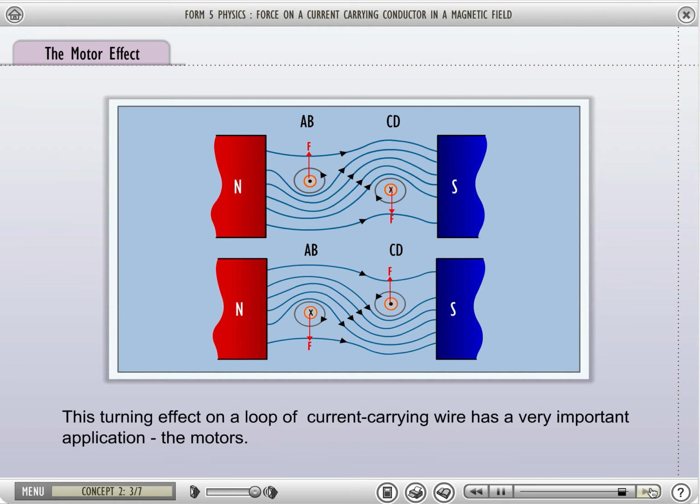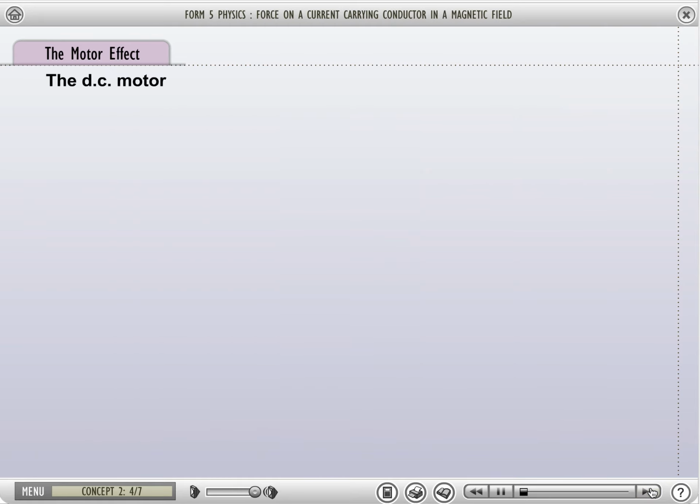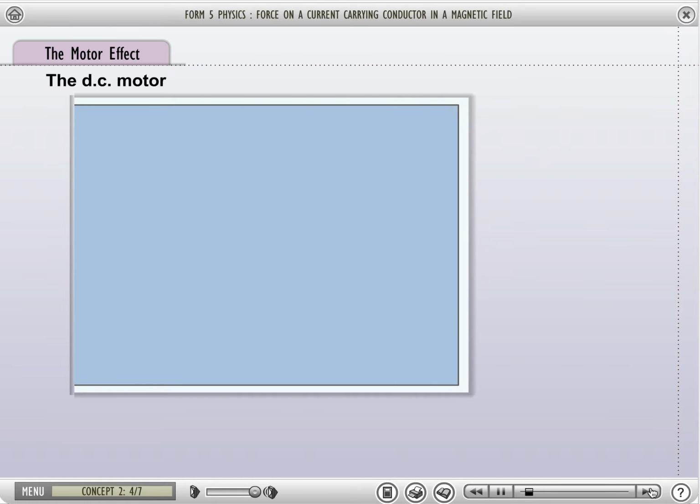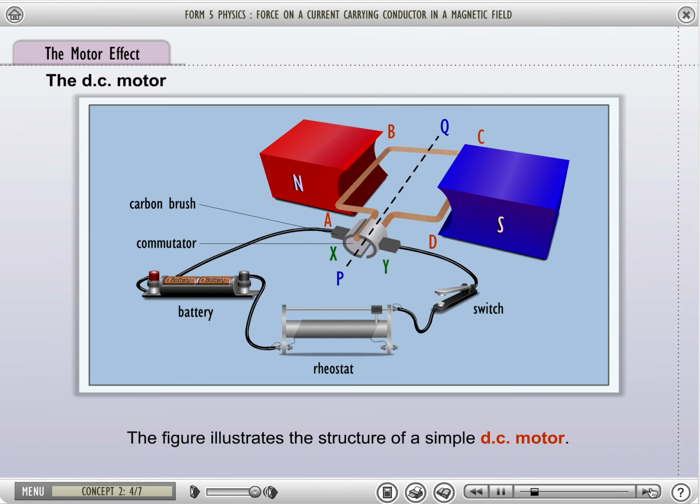This turning effect on a loop of current-carrying wire has a very important application: the motors. The DC motor. The figure illustrates the structure of a simple DC motor.